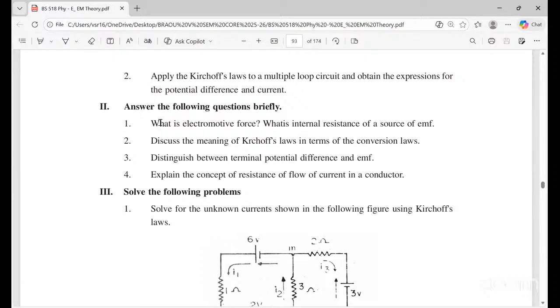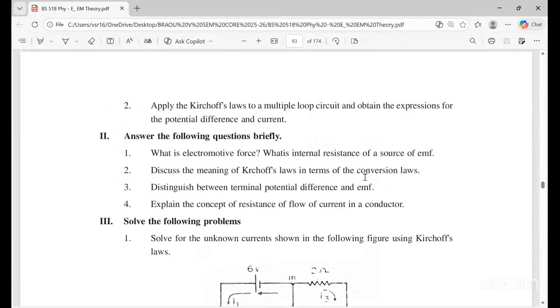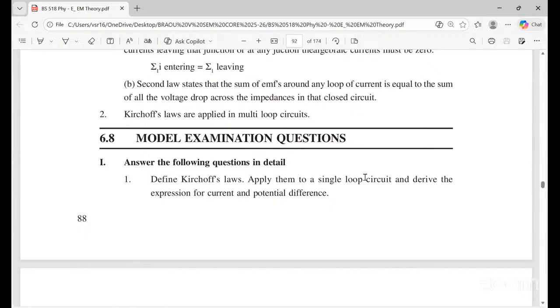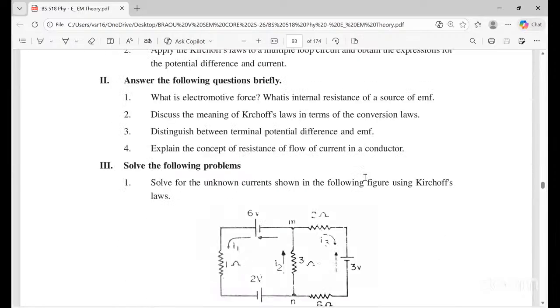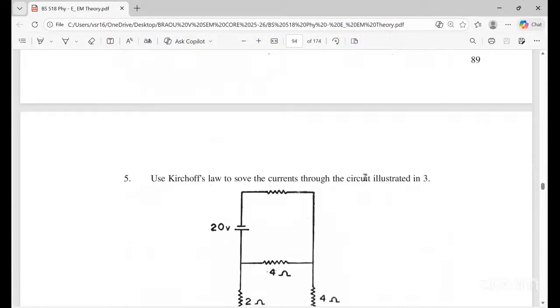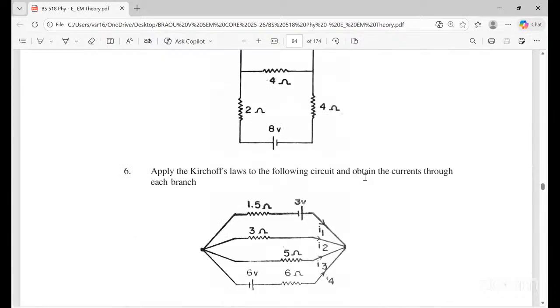These are the questions. What is electromotive force in relationship? There are problematic questions also.